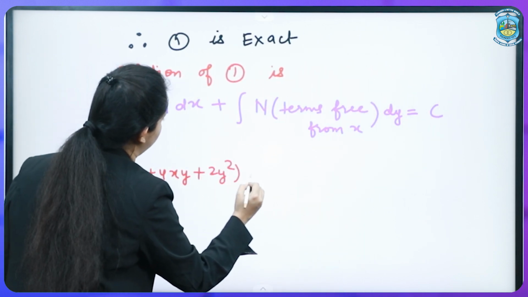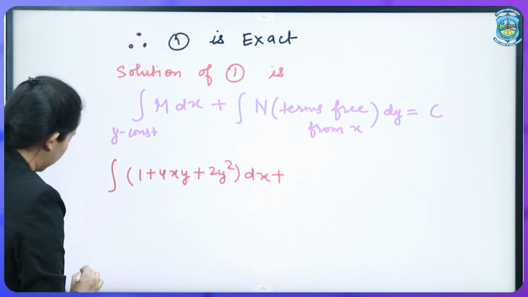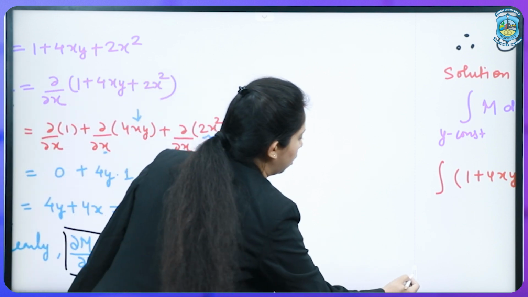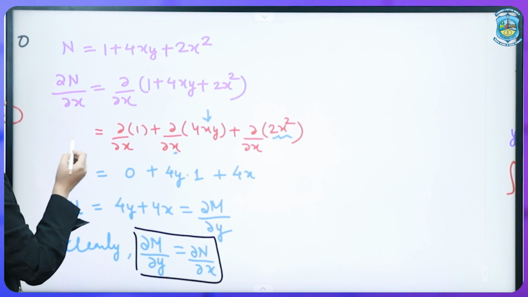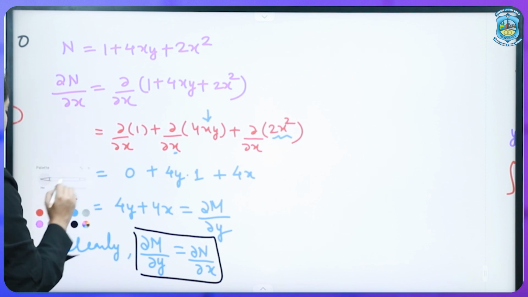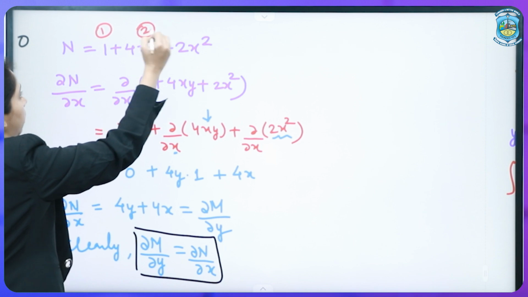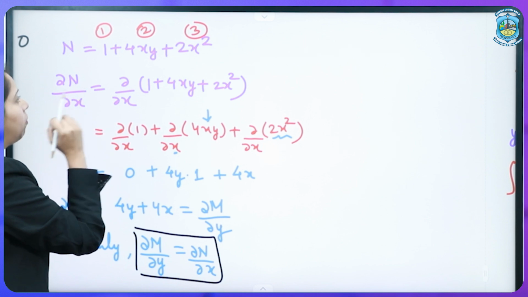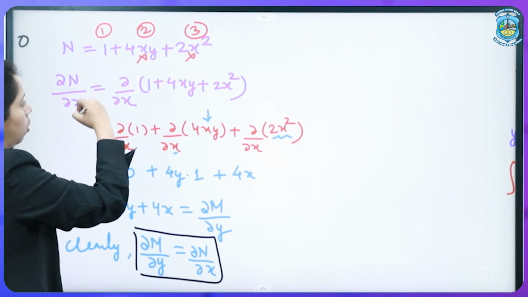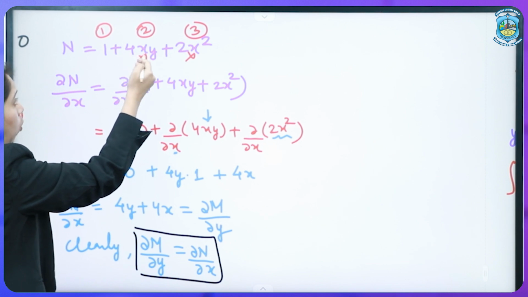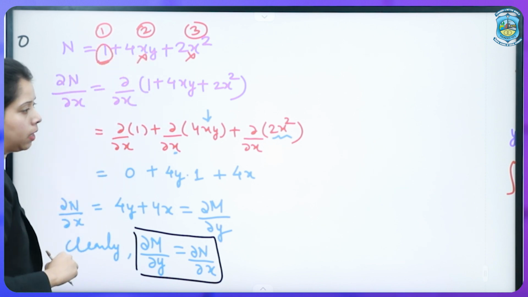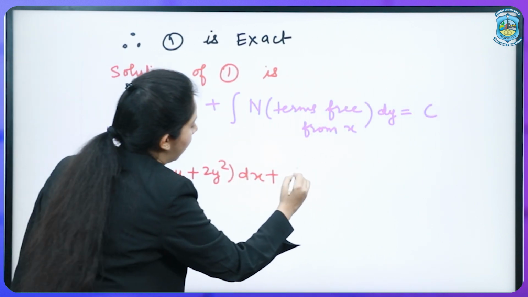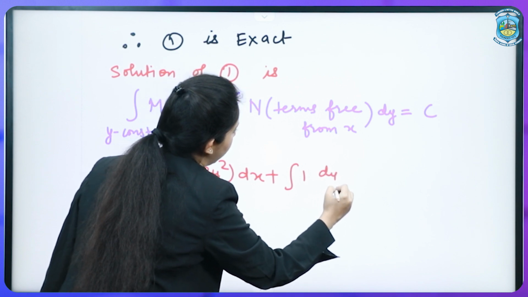into dx, plus we will consider only those terms of n which are free from x. So, here n has 3 terms. This is the first term, this is the second term, and that is the third term. So, we have to select only that part which is free from x. So, this is not free from x, this is also not free from x as it has x in 4xy, but this term is free from x. So, we will write 1 in place of n, we will put the value of n as 1. So, this is 1 dy is equal to c.